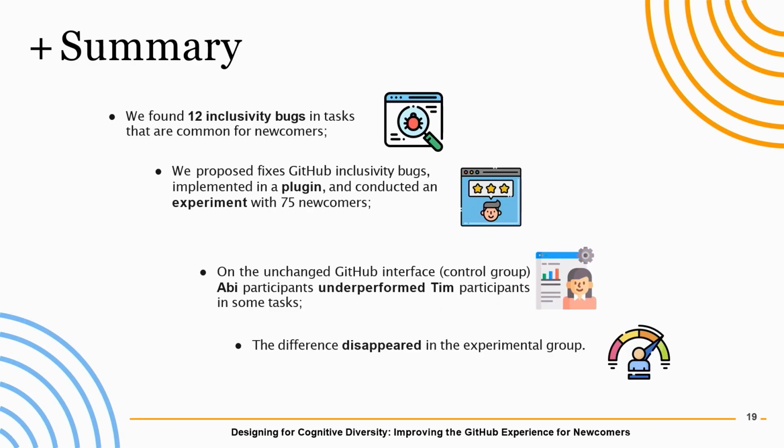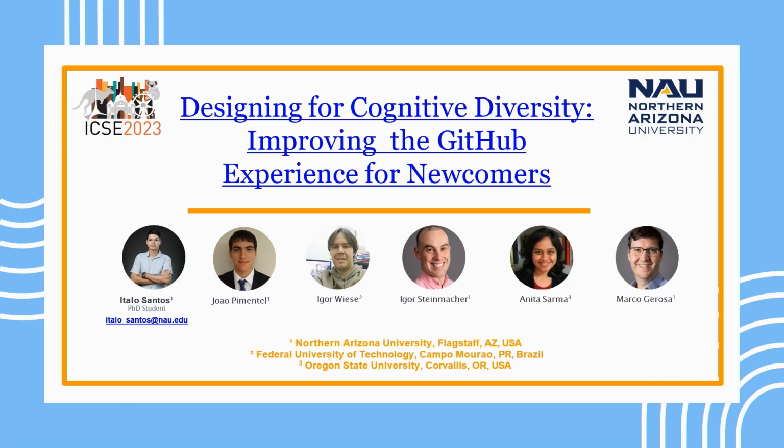And just to summarize, we found 12 inclusivity bugs. We proposed the fixes and also implemented those fixes in a plugin, and conducted an empirical study with 75 newcomers. On the unchanged GitHub interface in the control group, we see that Abby participants underperformed Tim participants in some tasks. And then the difference disappears in the experimental group that used the fixes that we proposed. And that's it. Thank you.